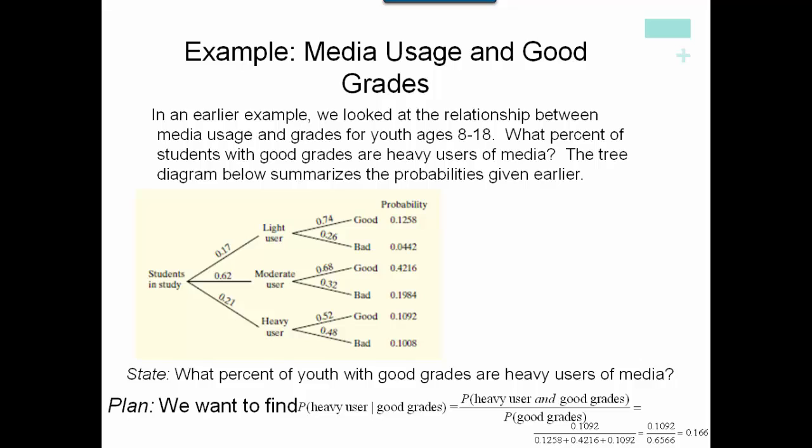Here's an earlier example with grades. What percent of youth with good grades are heavy users of media? So we find the probability of a heavy user and good grades, which was 0.1092 that we calculated from earlier, over the probability of the event of good grades, which was the adding of the numbers together. You can also get this number, by the way. It's right here in the multiplication of these two numbers on the chart or the tree diagram.